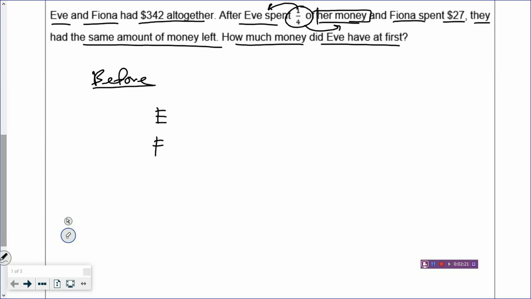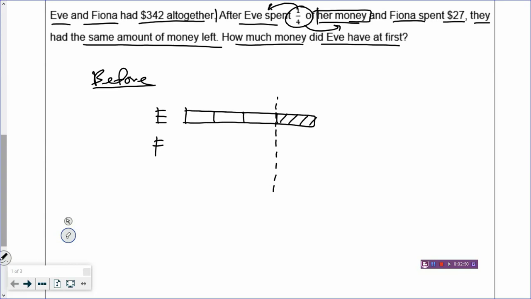So we can actually assume. But if you are not quite sure how to draw the first sentence, never mind. You can always skip the first sentence and read the second sentence, and you draw out the second sentence. Now, Eve spent 1/4 of her money, which means that Eve has 4 boxes. So you draw 4 boxes, and Eve spent 1/4, which means that 1 box is gone. This one box is gone.